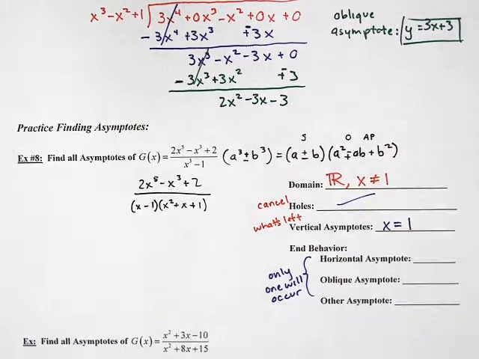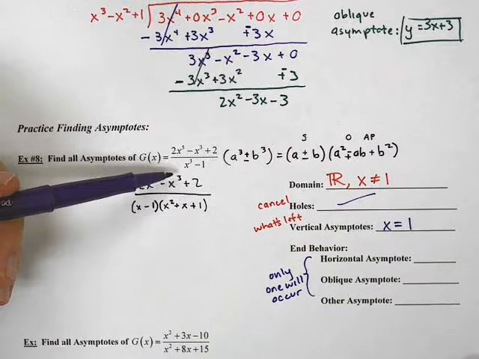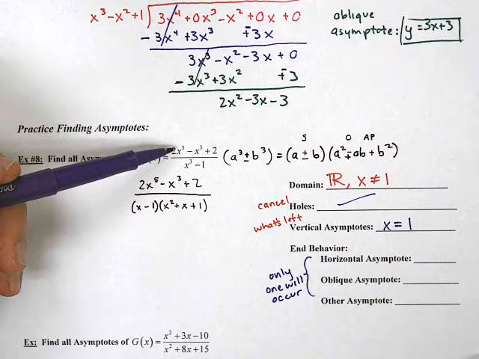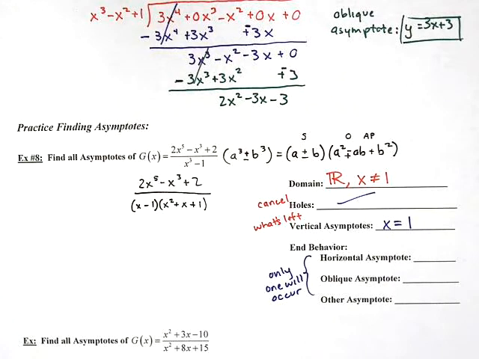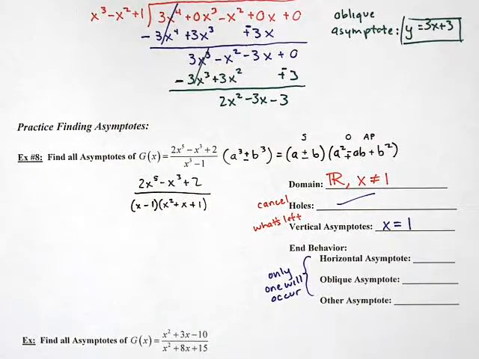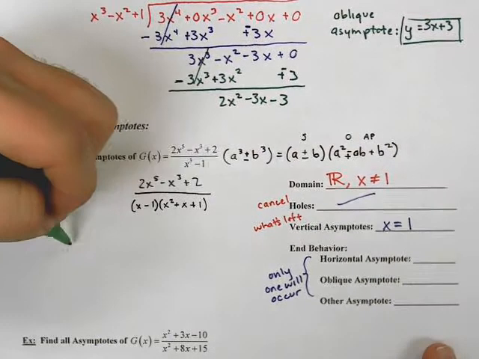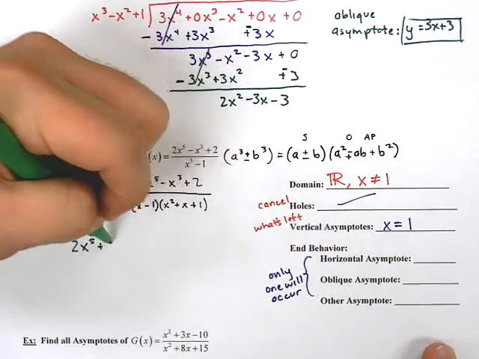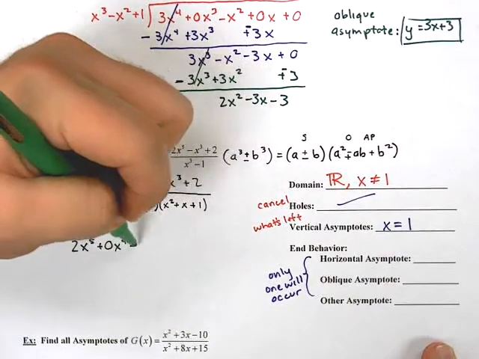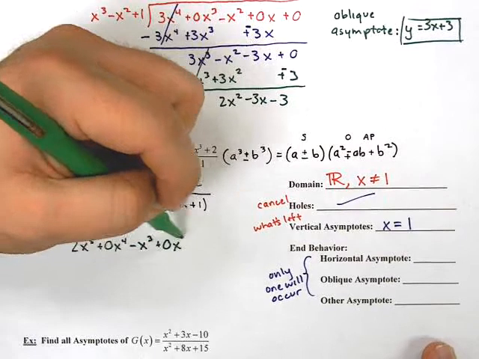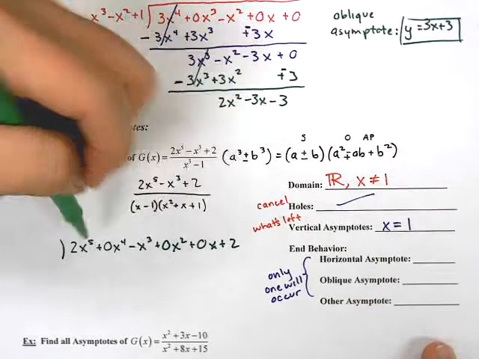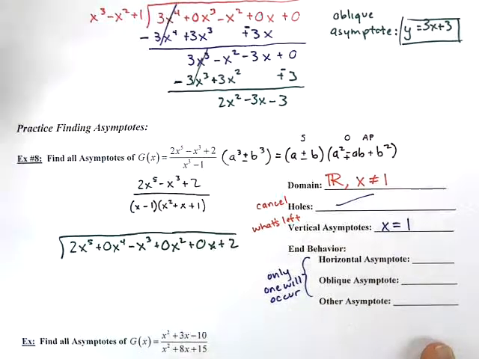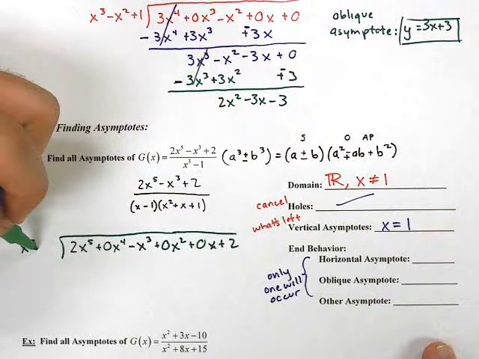And to figure out what it is, we need to look back at the original. My degree of the numerator is greater than the degree of the denominator, which means I'm going to have either an oblique or an other. So we need to do some long division. So let's do it. 2x to the 5th plus 0x to the 4th minus x cubed plus 0x squared plus 0x plus 2. Put that in the box, and then we are dividing by x cubed minus 1.